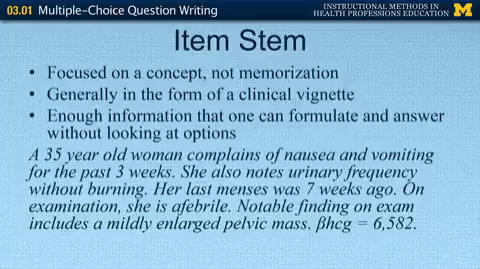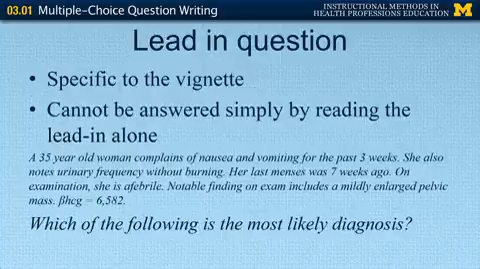Her beta HCG is 6,582. Now, hopefully, most of you with multiple cues within that item stem know the answer before I even give you the options. So the next piece of the multiple choice question is actually the lead-in.